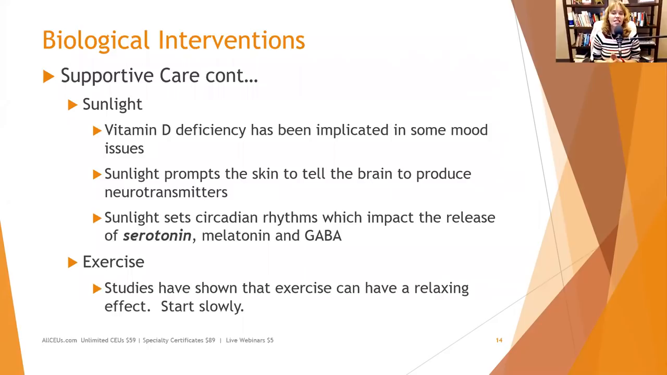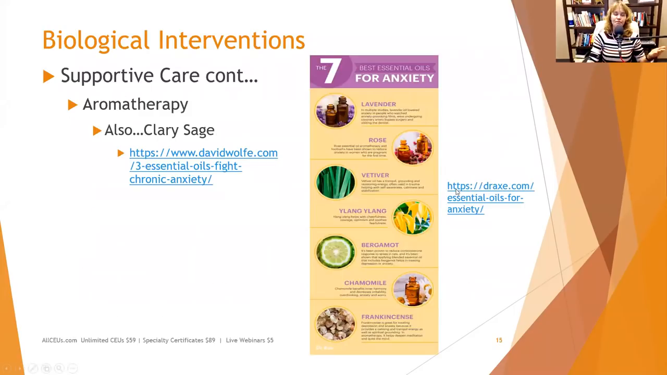Exercise. Studies have shown that exercise can have a relaxing effect. Encourage clients to start slowly. There's not a whole lot of new research on exercise and anxiety.